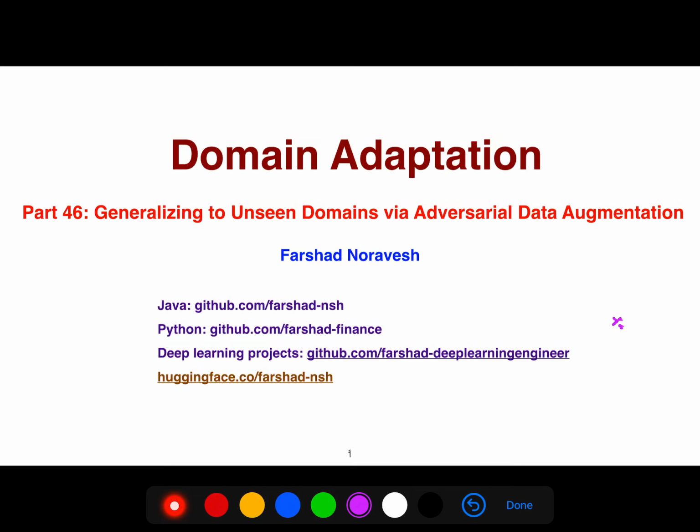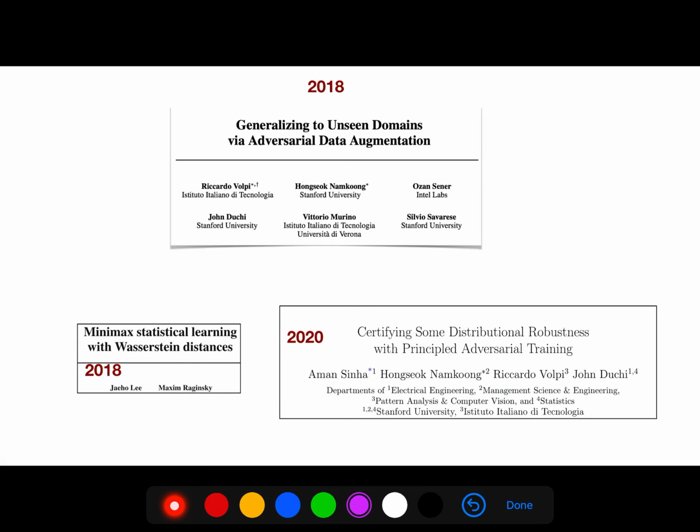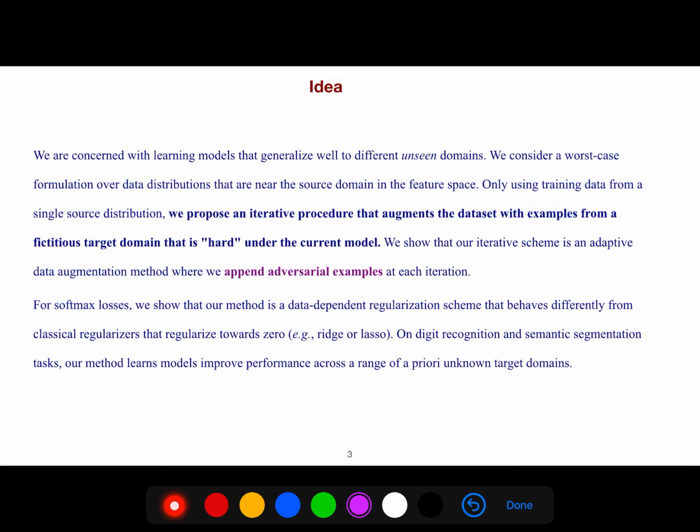Alright, so in this video I'm gonna be explaining another important article about domain adaptation. The title of this article is Generalizing to Unseen Domains via Adversarial Data Augmentation. This paper is from 2018, from Stanford University. We are concerned with learning models that generalize well to different unseen domains.